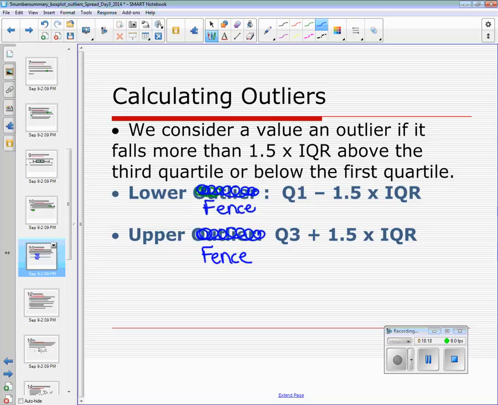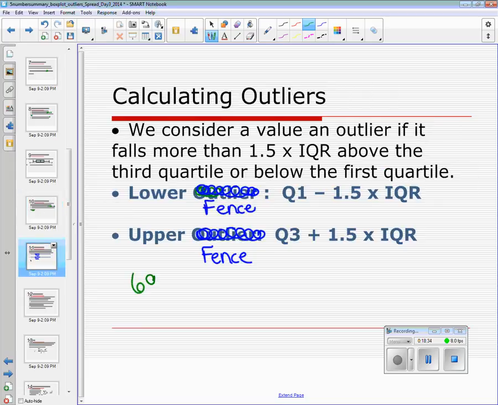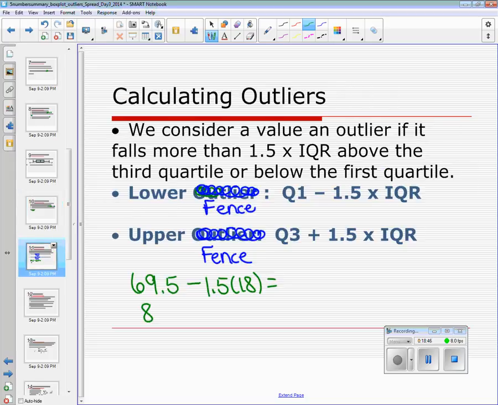So what was our IQR that we found? 18. Let's go through the process and make sure we know how to find the fences. We're going to take our quartile 1, which, remind me what it was. It was 69.5, right? So we're going to take 69.5 and subtract 1.5 times 18. We're going to take the upper quartile of 87.5 and add 1.5 times 18.